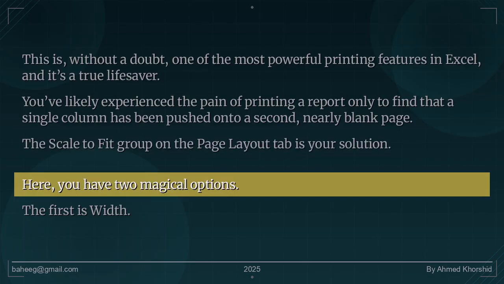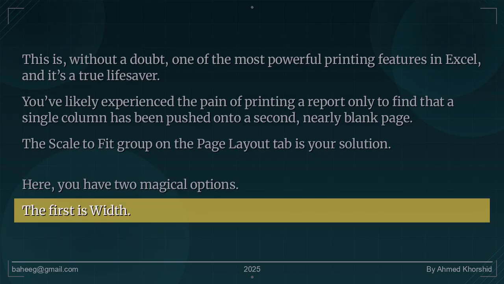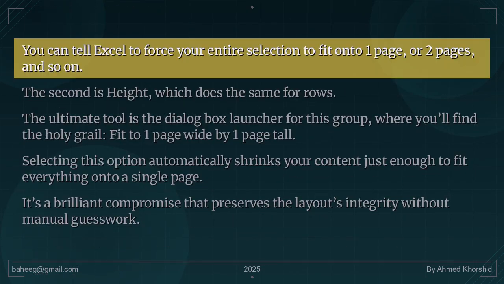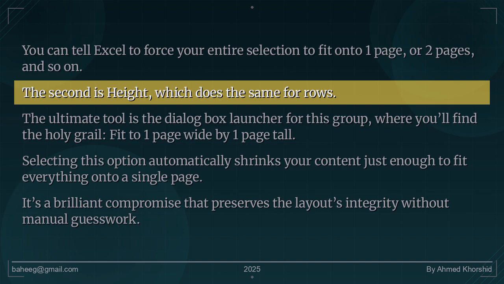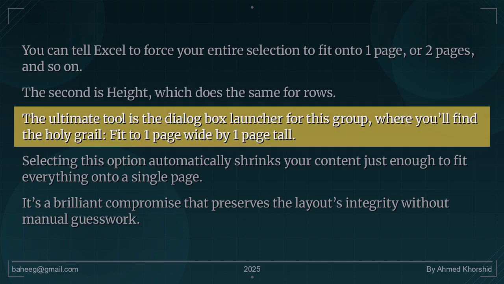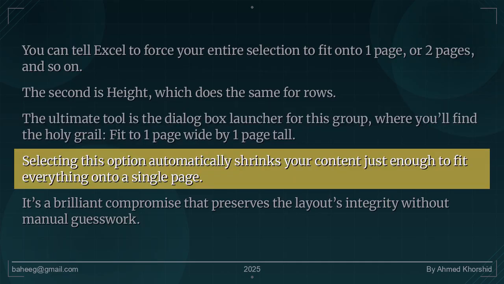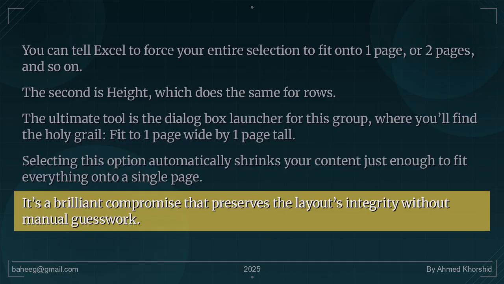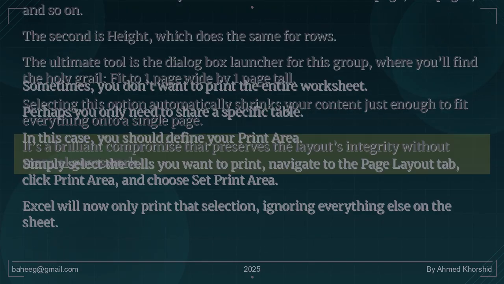Here, you have two magical options. The first is width. You can tell Excel to force your entire selection to fit onto one page, or 2 pages, and so on. The second is height, which does the same for rows. The ultimate tool is the dialog box launcher for this group, where you'll find the holy grail, fit to 1 page wide by 1 page tall. Selecting this option automatically shrinks your content just enough to fit everything onto a single page. It's a brilliant compromise that preserves the layout's integrity without manual guesswork.